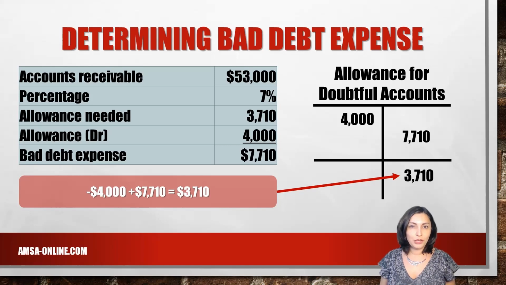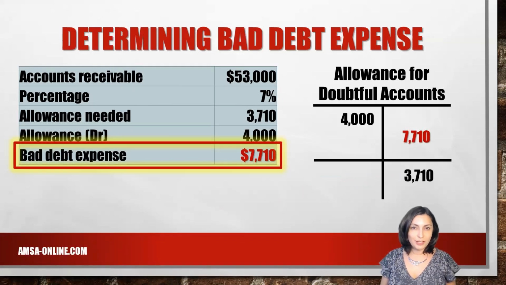Since the allowance for doubtful accounts is a contra asset account, it is increased by credit and decreased by debit. $7,710 is your answer. It is the amount of the bad debt expense that needed to be recorded in 2023.